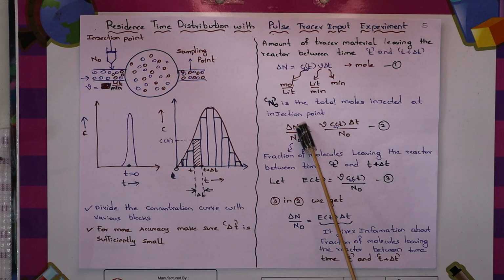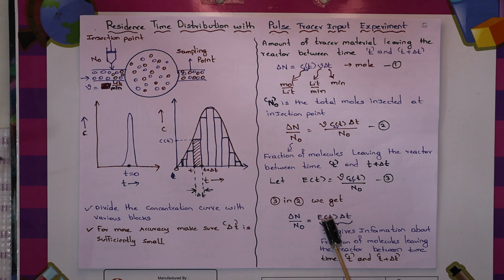And what will delta n by n0 become? Delta n by n0 will become E of t into delta t. So you can get the information about the fraction of molecules coming out between the time t and t plus delta t through E of t and delta t. E of t into delta t gives the information about the fraction of molecules leaving the reactor between the time t and t plus delta t.